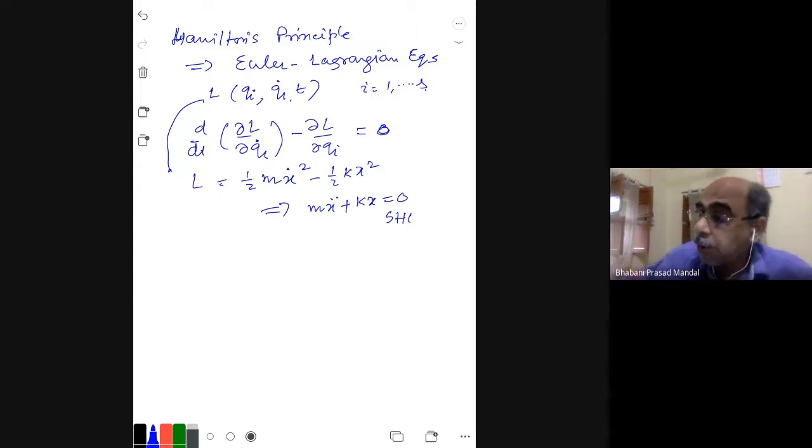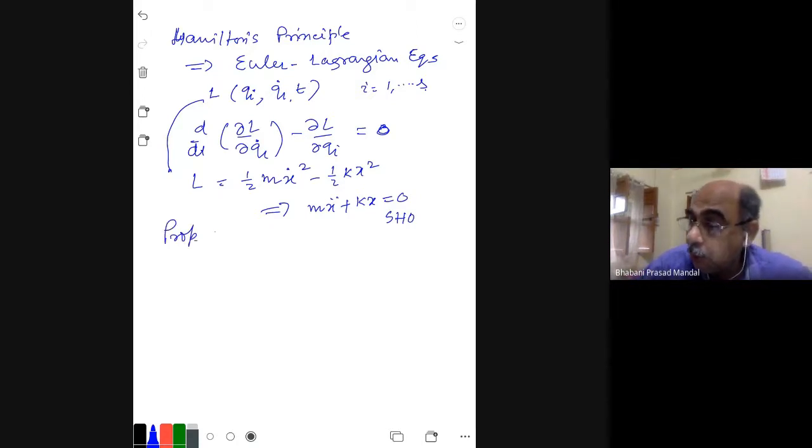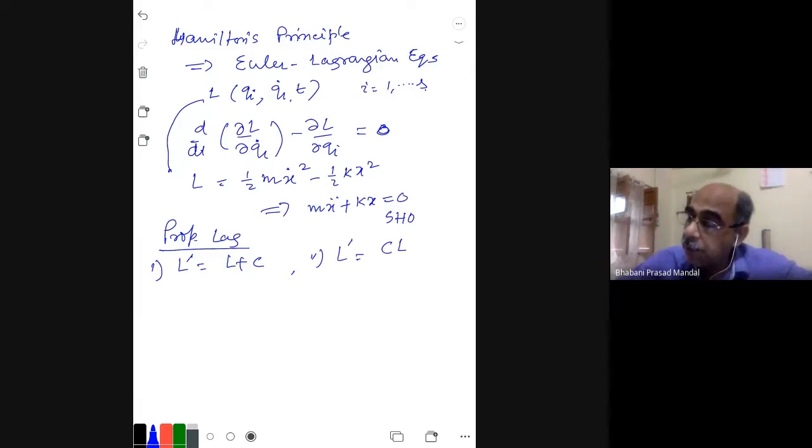Okay. So now we are learning the properties of the Lagrangian. So three properties I already mentioned. If you have L prime equal to L plus C, where C is constant, or if you have L prime equal to C times L, then it will describe the same system. So L prime and L will describe the same system.